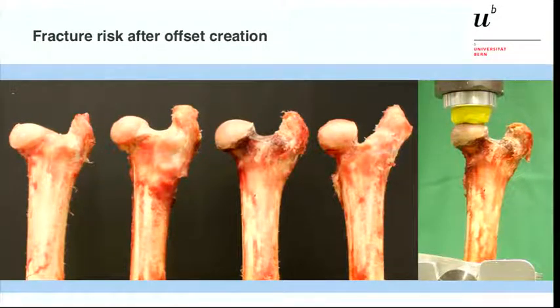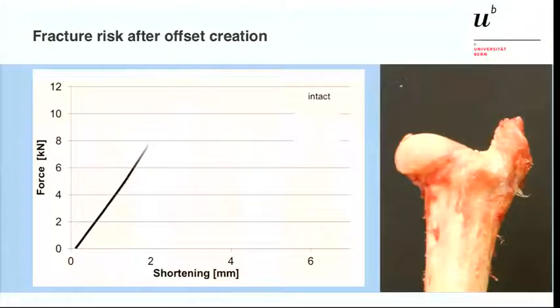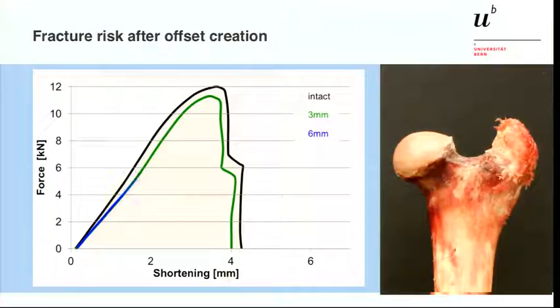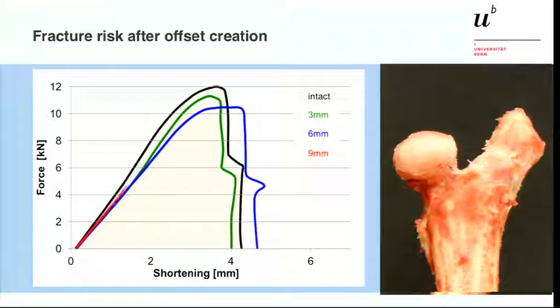We put it into a low weight bearing, and we saw whether it's intact. We had this curve here. If you remove 3 millimeters, you don't lose a lot of your rigidity and your stability of the femoral neck. If you remove 6 millimeters, which looks quite normal here, then you still have a very good stability of the neck. And with 9 millimeters, then it already drops.